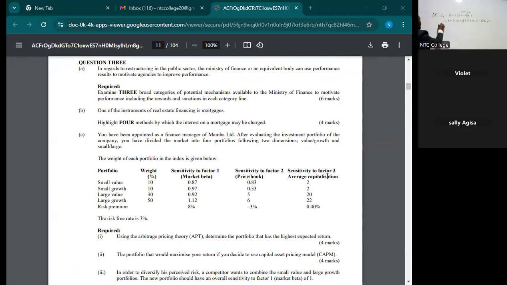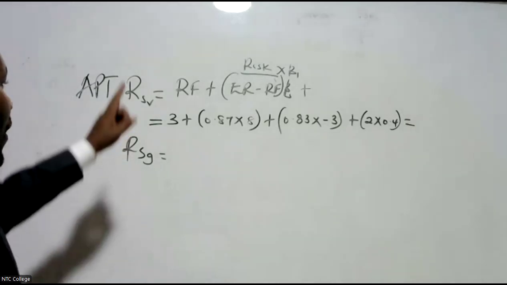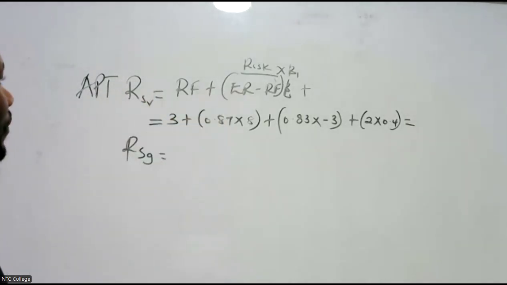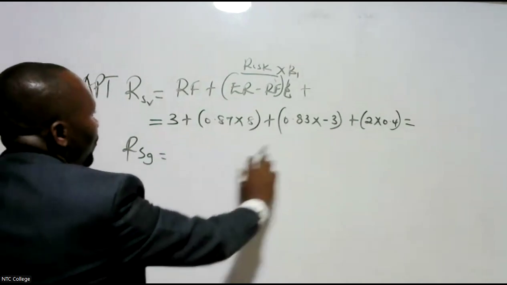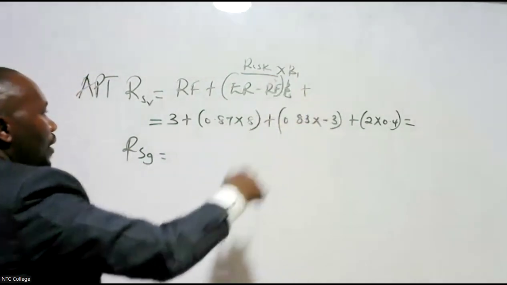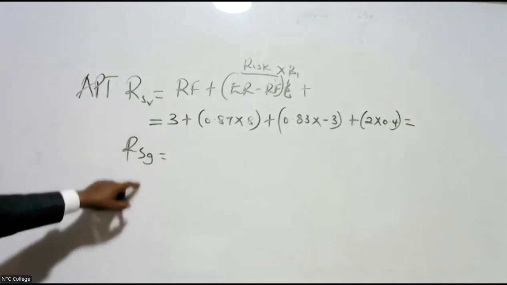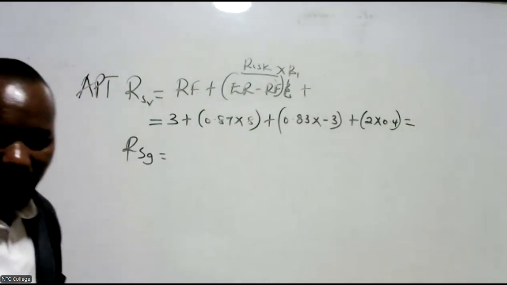That is for small. Then you come to small growth. So that's small value. This small growth. Then you again do like that. So these are going to be different APTs, and you're going to get their returns there. He's asking you to determine the portfolio that has got the highest expected return. So that is how you can get those ones, all of them. It's not hard, is it? Because when you do this you will get it. Then you come to this other one, you will do the same, up to the last one. Then you say which one has got the highest return: the small value, small growth, the one that has the highest return.